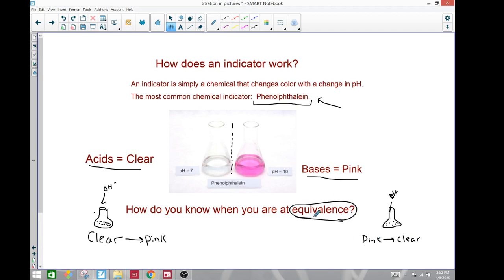Now pH meters are considerably more accurate, but with that being said, this works very well, okay. It's just that indicators don't work for everything. So that's sometimes how we know if we've reached our equivalency point. And if we were doing this in lab, we would use phenolphthalein. Okay. All right, next up.